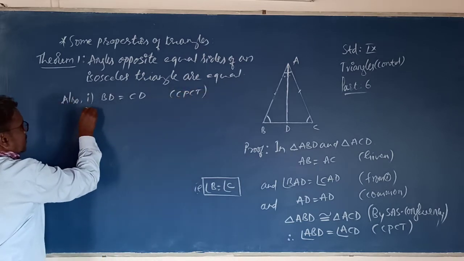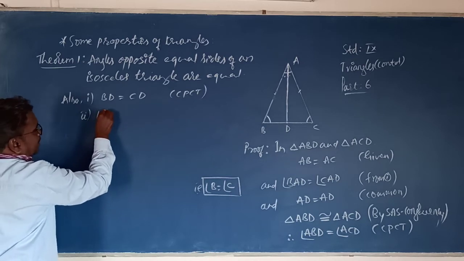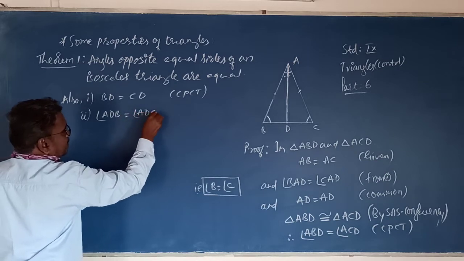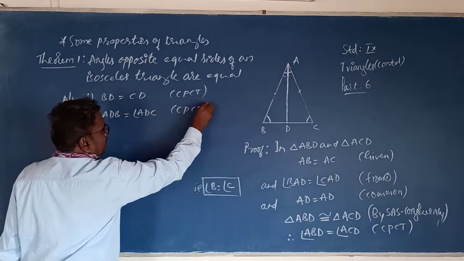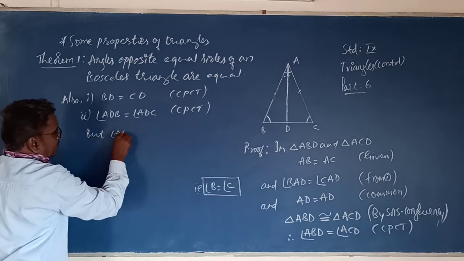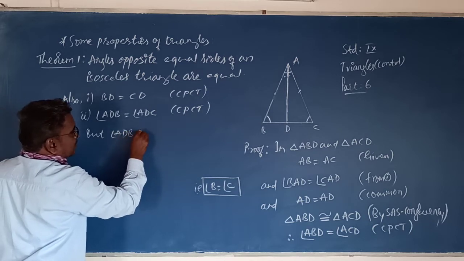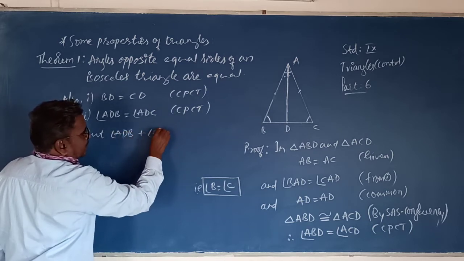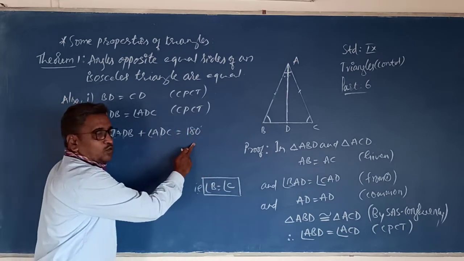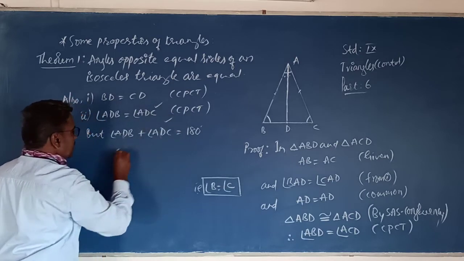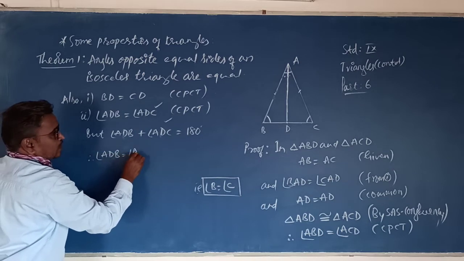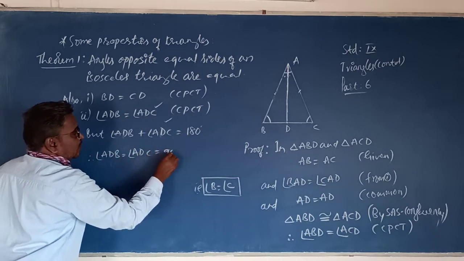And secondly, angle ADB is equal to angle ADC, also by CPCT. But what happens here? ADB plus ADC is equal to what? Linear pair, 180 degrees. ADB plus ADC equal to 180 degrees, and they are equal. Therefore, ADB is equal to ADC is equal to 90 degrees.